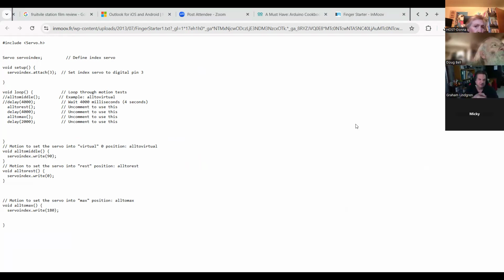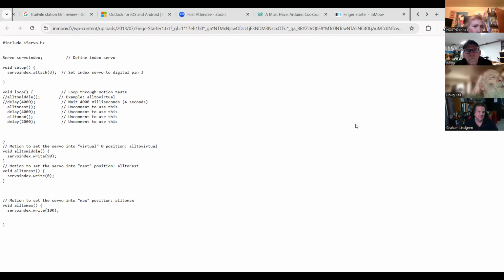To move the finger, all they're doing is servo index write 90, write 0, write 180. And so each degree is just going to be a different position for the finger. And who implements them? They're attaching it to pin 3, which is where you hook up the servo motor on the Arduino. Right. So who implements the servo index class? Is that in the Arduino stuff?